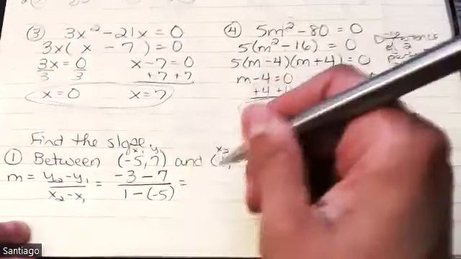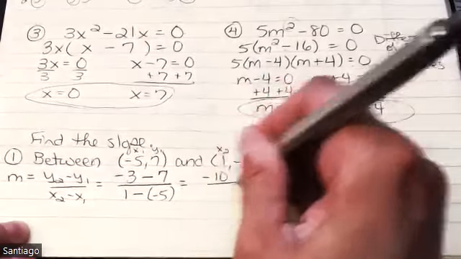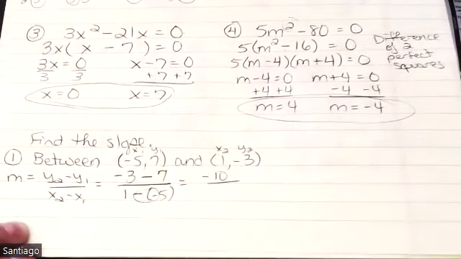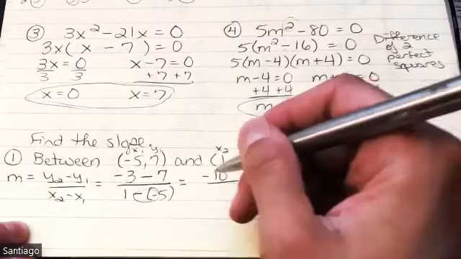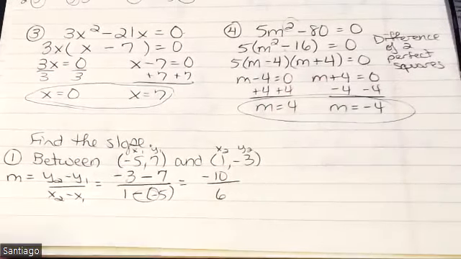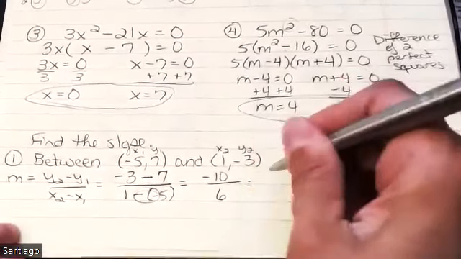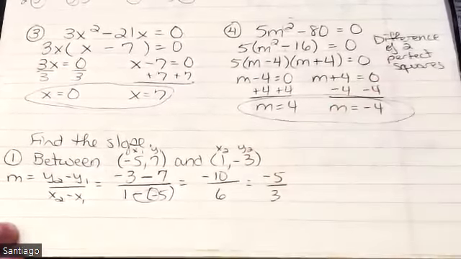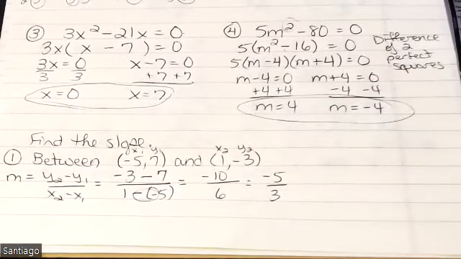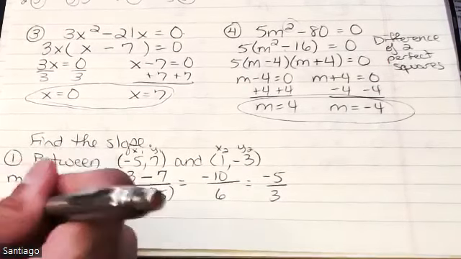I'm going to go ahead and do the math. This is going to give me -10 over, and then notice minus minus is a plus. So we have 1 plus 5, which is 6. Anytime you see a fraction, your goal is to always reduce. Make sure it's in simplified form. Notice a 10 and a 6 are both divisible by 2. So I'm going to reduce this, and that's going to give me -5 over 3. So there's my slope.